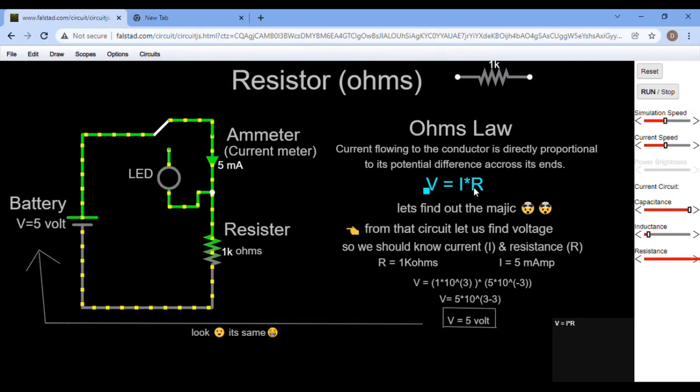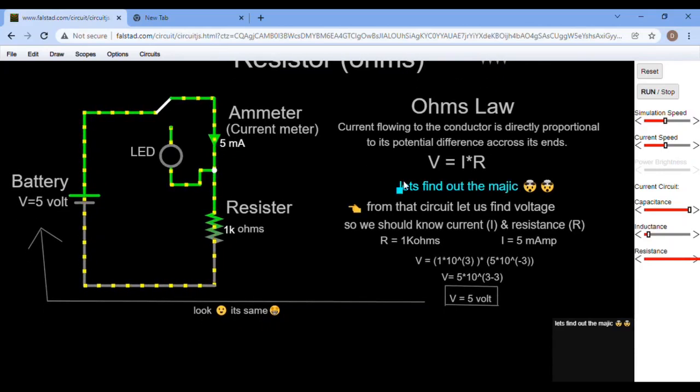Now let's implement this. So, ready for the magic? Let us try to find out V. We'll forget this value, which is 5 volts, and try to find it out. To find this value we need I and R. Let us grab the values from the circuit. I is 5 milliamps, that is from here, and R is the 1 kilo ohm resistance value.